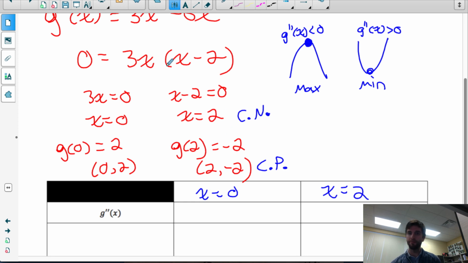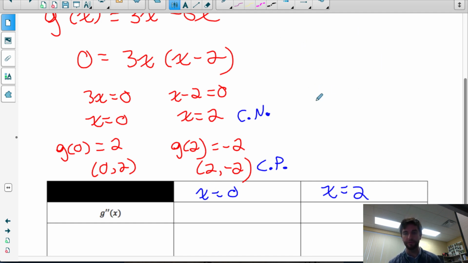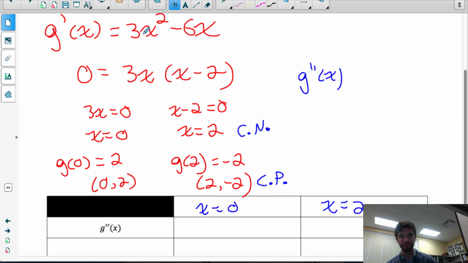So let's see what we have. Well, we're going to need the equation of the second derivative, right? The second derivative tells us the concavity of the original function. So let's find the second derivative, g double prime of x. Here's my first derivative, 3x squared minus 6x. So my second derivative would be 6x minus 6.